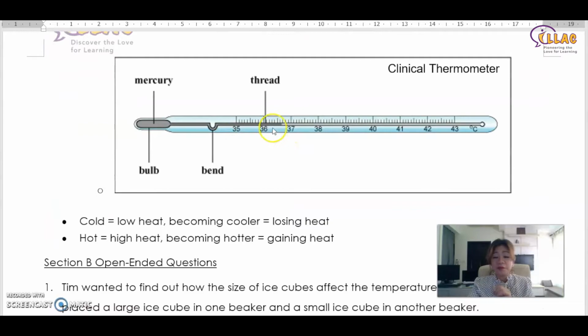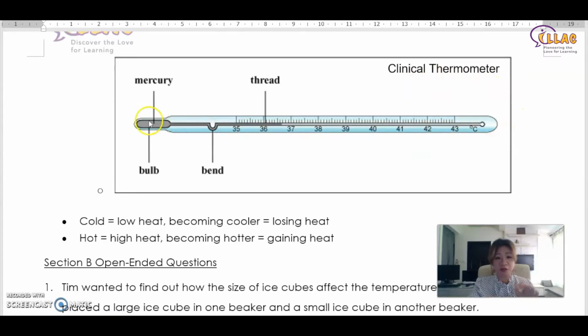Okay, for the clinical thermometer, it usually measures up to 43 degrees Celsius, sometimes 44, but by the time your fever reaches that temperature, you're most likely dead already, delirious or something. Okay, so the clinical thermometer usually has a limit of 44 or 43. They use mercury. So you need to differentiate these two types of thermometer. The laboratory thermometer goes up to 100 or 110, 112, 120. The clinical thermometer reaches only up to 43, 44.